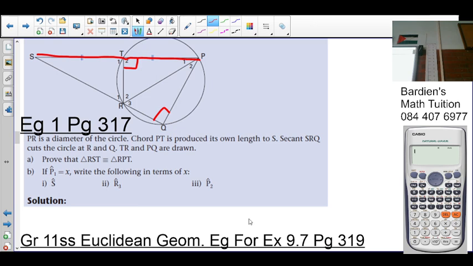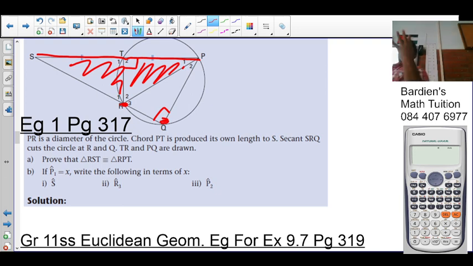Okay, it produces its own length to S. Secant SRQ cuts the circle at R and at Q. TR and PR are drawn. First question: prove that triangle RST, this triangle here, is congruent to triangle RPT.